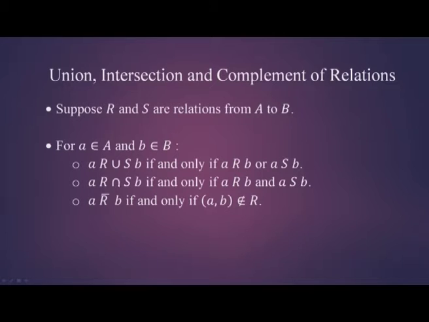A is related to b through the relation R intersection S if and only if a is related to b through R and a is related to b through S. And if we consider the unary operation complementation on the set R, that is the relation R, so we have R bar, which is the R complement, a is related to b through the relation R bar if and only if the ordered pair (a, b) is not in R, that is, a is related to b through R bar if and only if a is not related to b through R.